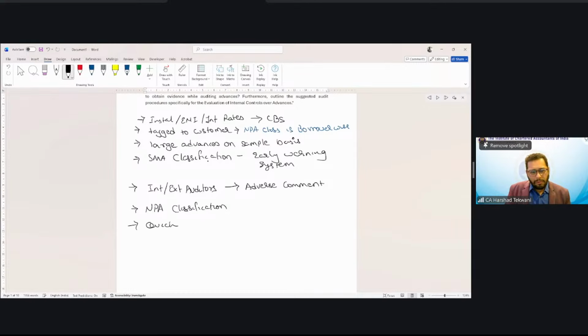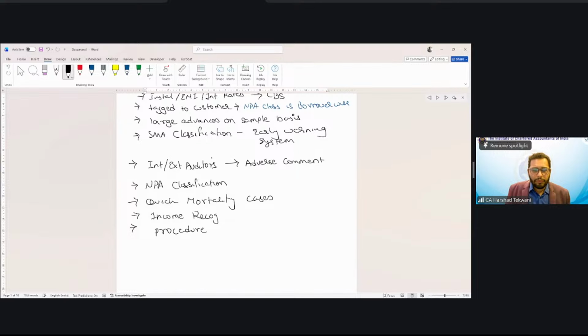Then you can also perform other procedures. For example, procedures as per SA 520. What are these SA 520 procedures? Anyone? Analytical procedures. Very good. Analytical procedures, SA 520. You can perform that. So these are certain things that you can look into with respect to the advances.